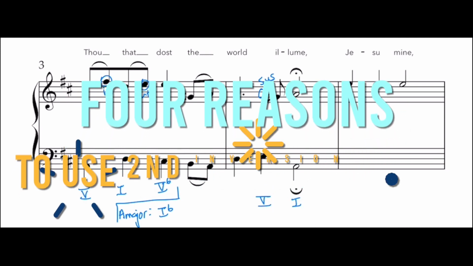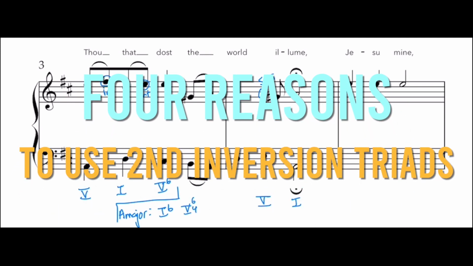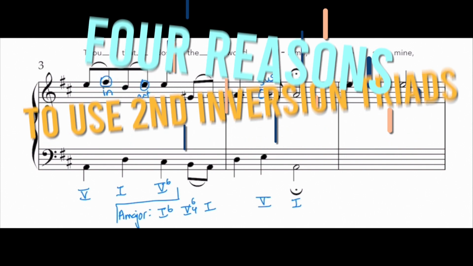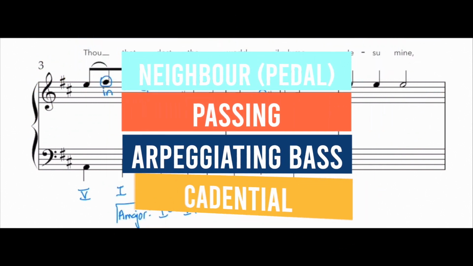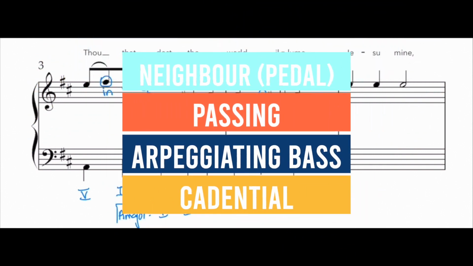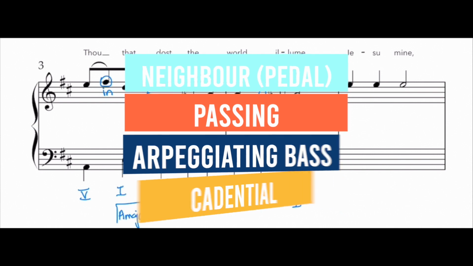Okay, let's quickly talk about second inversion triads. These should be used very carefully. There are 4 main times to use a second inversion triad: a neighbour 6/4, a passing 6/4, an arpeggiating 6/4, or a cadential 6/4.